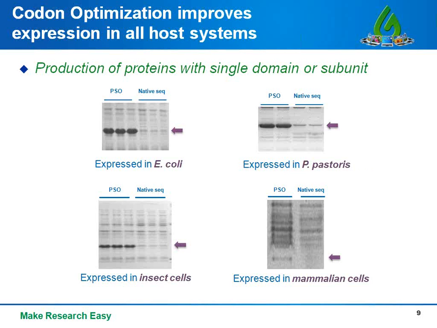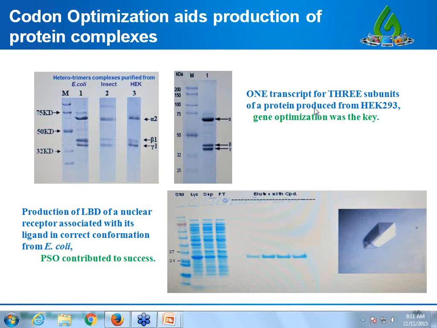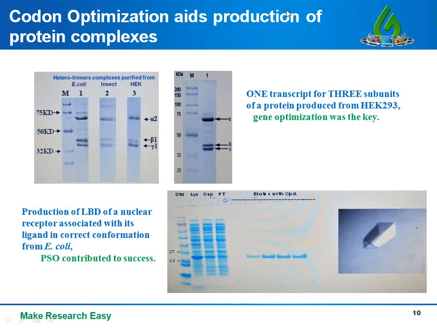We also find that codon optimization is beneficial for more difficult projects where we're trying to produce protein complexes. Here we're showing data for a recombinant protein with 3 subunits, which is technically very difficult to express. We optimize the sequence for 3 different hosts, E. coli, insect, and mammalian. This is using human cells. And we obtained high expression levels in all 3 expression systems using, again, Optimum Gene.